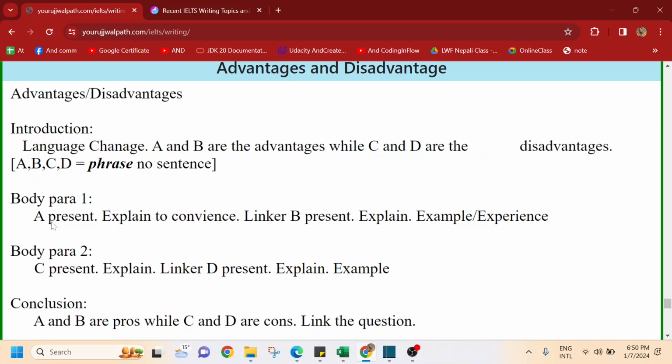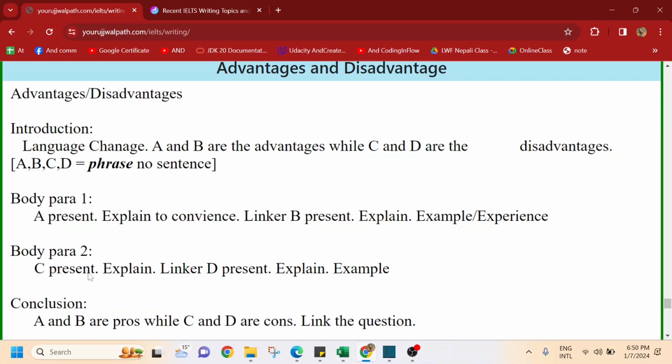So in your body paragraph, first you'll be presenting the first advantage, explain, convince, and linker. Then present B, explain, example, explain. That would be the normal structure. You present the first advantage, explain to convince, and you're not going to give an example for the first advantage, but put a linker like moreover. Another advantage of this topic is, present it like that, explain, and give the example or the supporting experience for the second one.